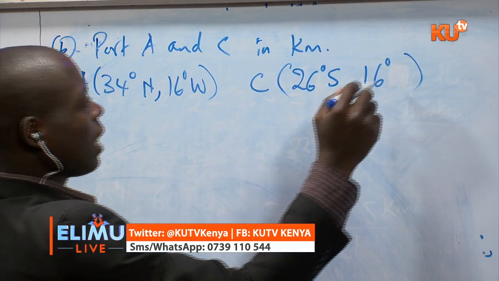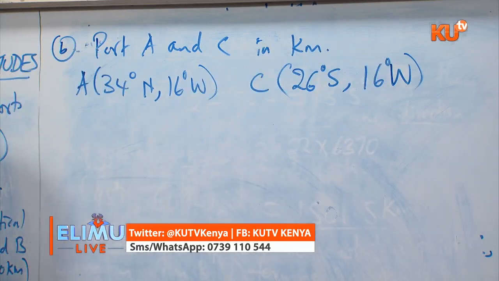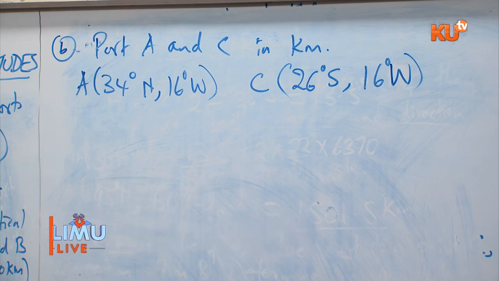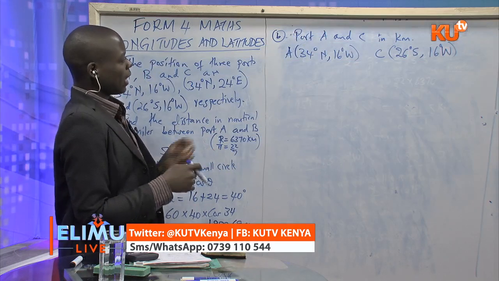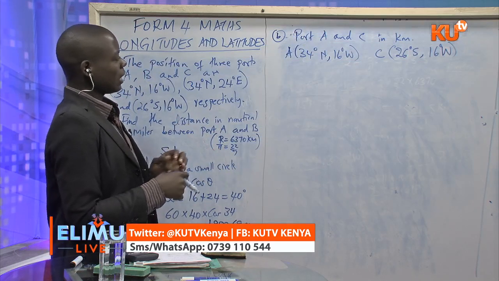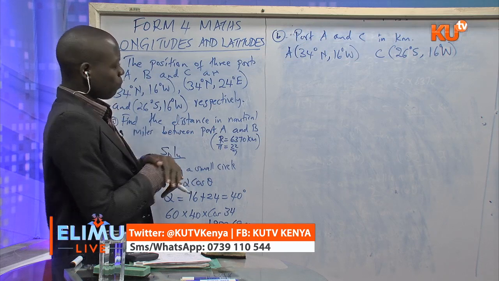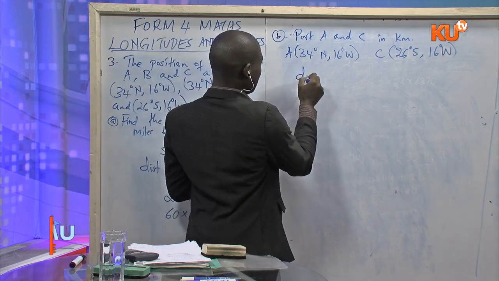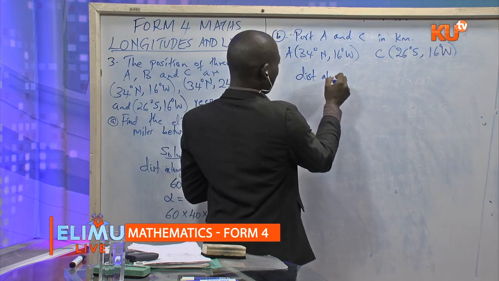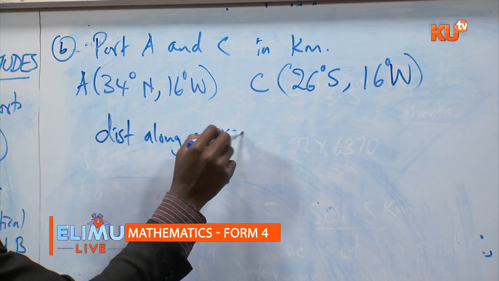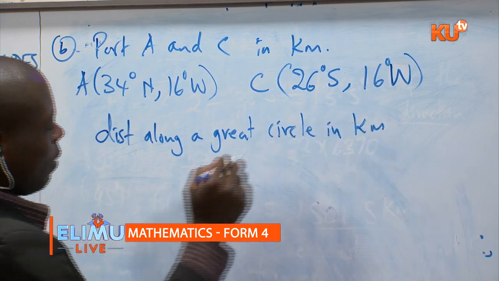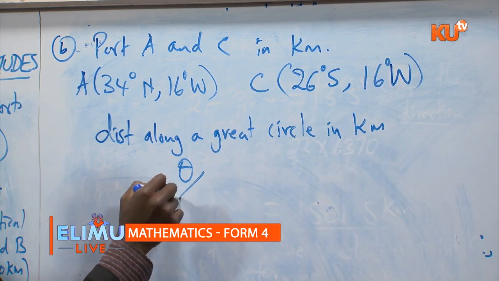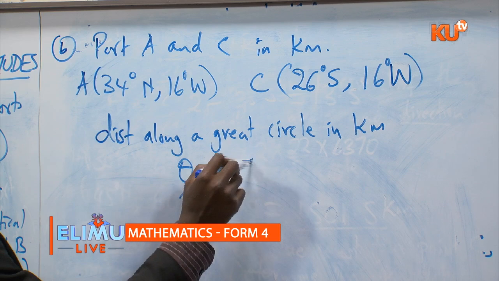For it to maintain that, we must have the same longitude angle and the same direction. So if it is west, then the other one has also to be the same angle, but to the same west side again. So this is a great circle. And we are calculating distance along a great circle. Formula: distance along a great circle in kilometers is given by the formula theta over 360 times 2 pi r.